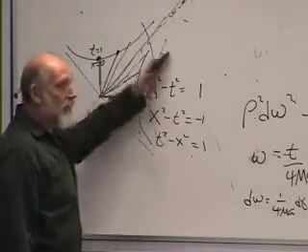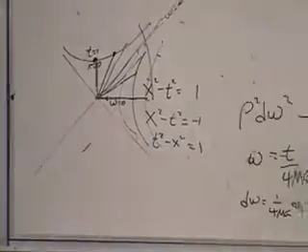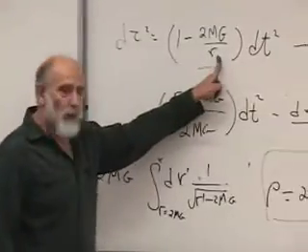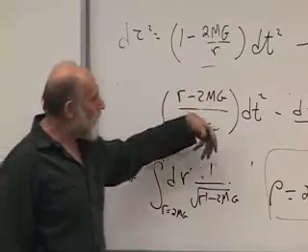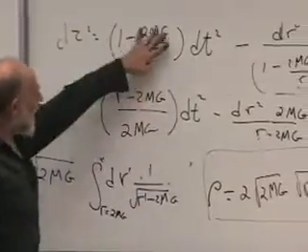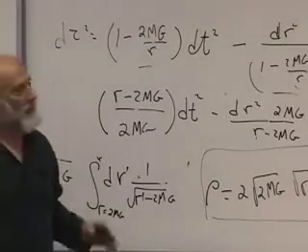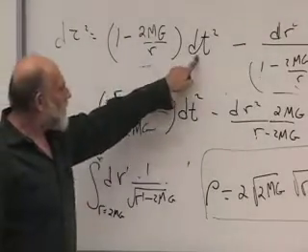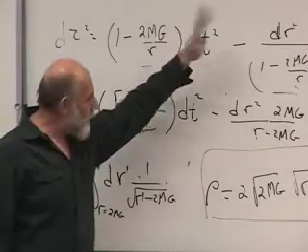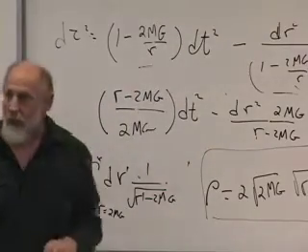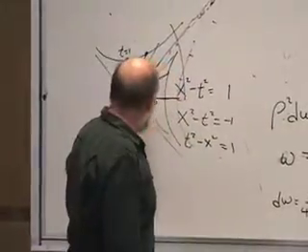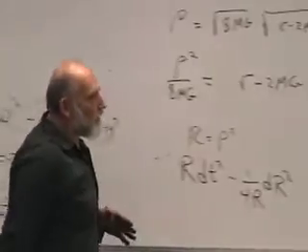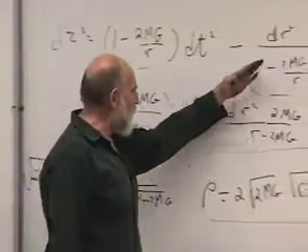Time is this hyperbolic angle. But far away, when r is very large, this is small. 2mg over r is negligible. And it just looks again like flat space, but flat space in which time is time, with ordinary coordinates r and t. So there's a transition from very close to the horizon, where it looks like flat space in polar coordinates, to very far away, where it just looks like flat space in ordinary coordinates.